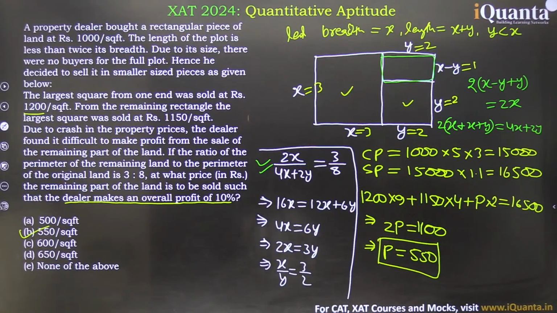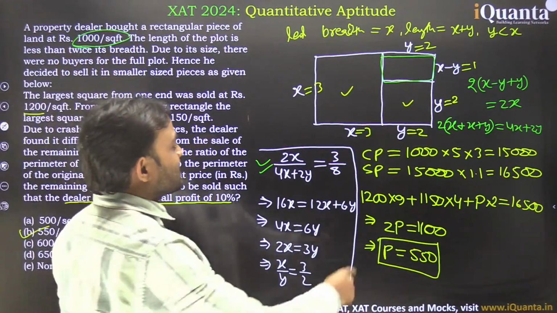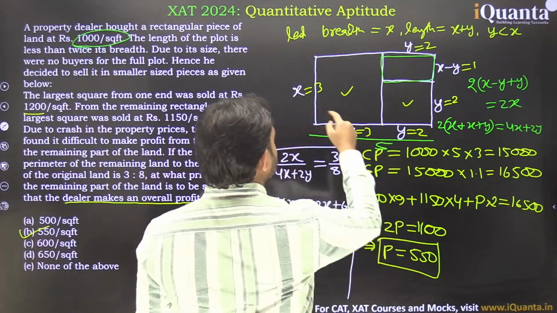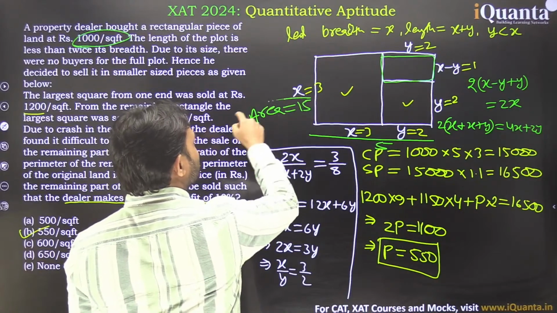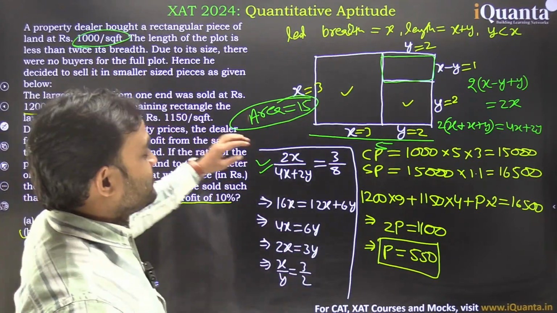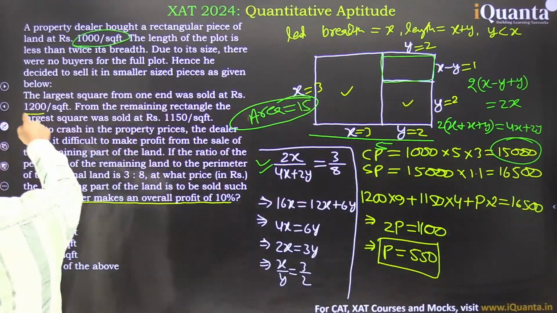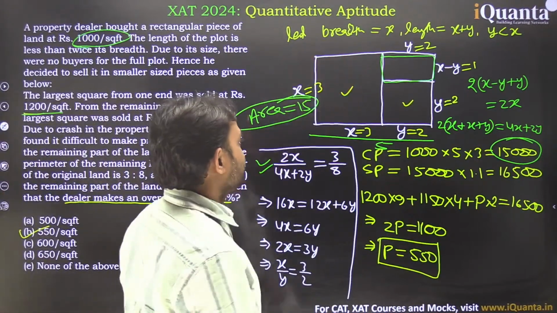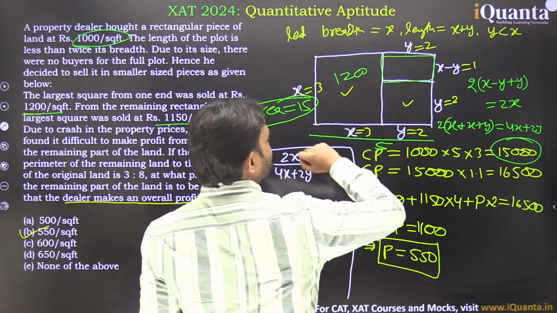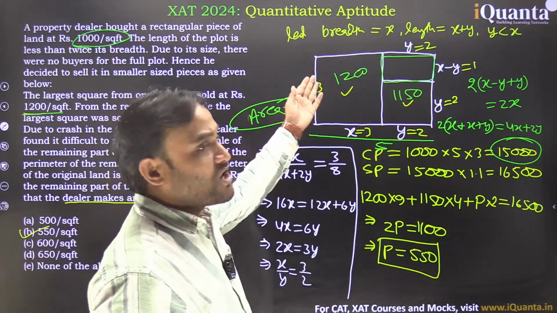The total cost price is given. Total cost price, 1000 square feet, 1000 rupees per square feet. Total area, this length is 5, this length is 3, so total area will be equal to 15 square feet. 15 into 1000 will be 15,000. This is his cost price, and the selling price you can get from here. For this square the rate was 1200. For this square the rate was 1150 per square feet. So that's how we got it.